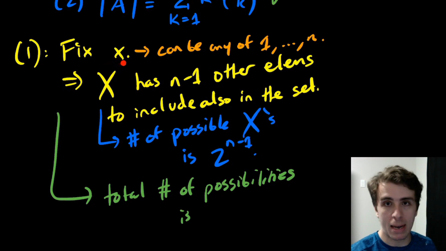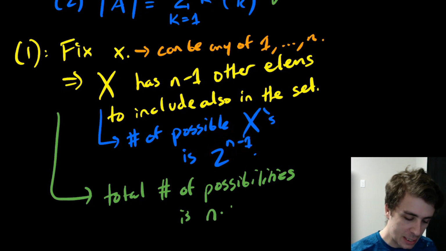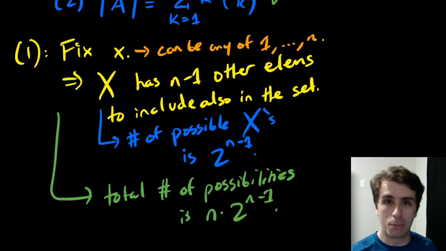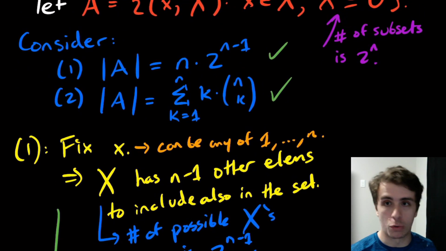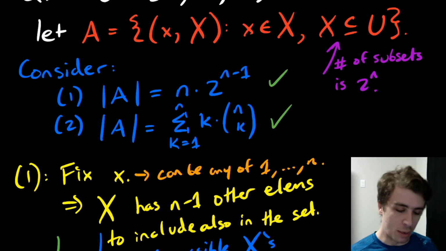No matter which one I pick for the little x, I have the exact same number for the big set. So I'm going to have n times 2 to the power n minus 1. So therefore we can conclude that the first one is in fact true.